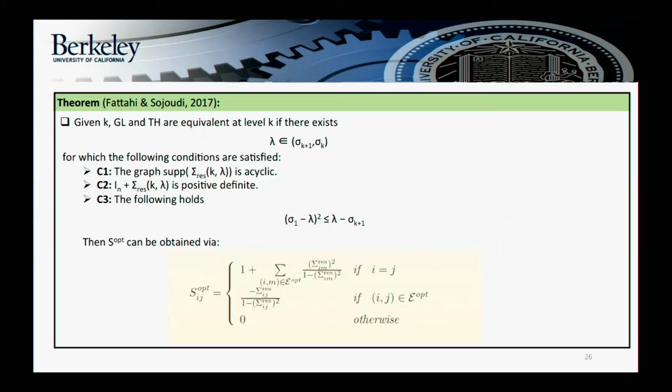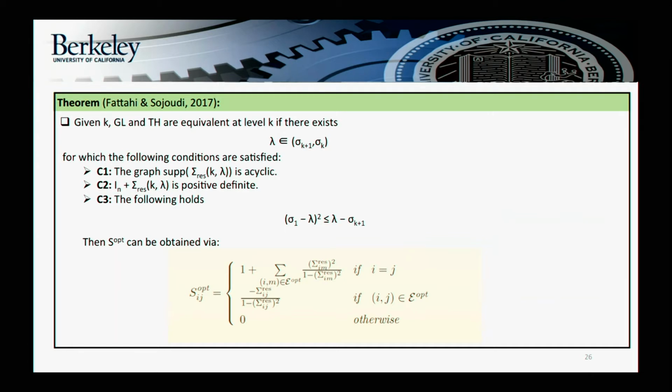Now we can show that for a given positive number k, again k here is the number of edges in the graph, graphical lasso and thresholding are equivalent at level k if there exists a regularization parameter lambda, again defined within K and K plus 1 largest magnitude of sample covariance matrix, for which three conditions are satisfied.